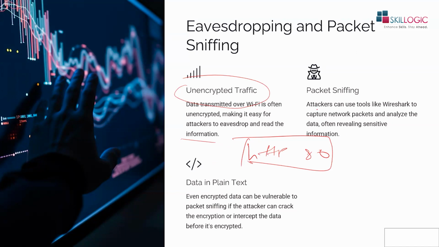Next one, packet sniffing. Attackers use tools like Wireshark, which we already discussed, to capture network packets and analyze the data, often revealing sensitive information in plain text. Even encrypted data can be vulnerable to packet sniffing if the attacker can crack the encryption or intercept the data before it is encrypted. If you are able to capture those packets before encryption, we are able to decrypt all those things.